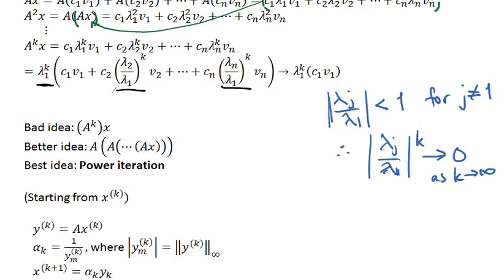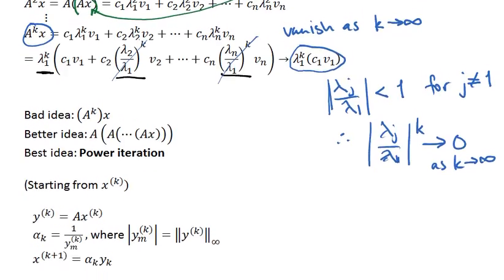And so all these other terms drop out in the limit. So they vanish as k grows. And all that's left is some scalar multiple of the first eigenvector. So in other words, as k goes to infinity, this vector A to the k times x approaches something which is parallel to the first eigenvector. So that's a useful thing to know.